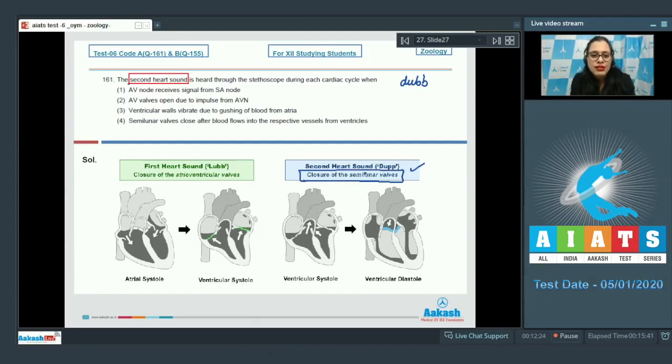So the correct answer to this question is option number 4, when semilunar valves close after blood flows into the respective vessels from the ventricles. This is the correct answer to our question. Let's discuss the rest of the options.